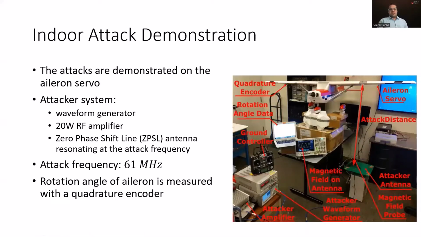We then demonstrate the attack in an indoor environment on the ailerons of an unmanned aerial system. The attacker system consists of a waveform generator, a 20-watt RF amplifier, a zero phase shift line, and a loop resonating at attack frequency of 61 megahertz. The aileron rotation is measured using a quadrature encoder.